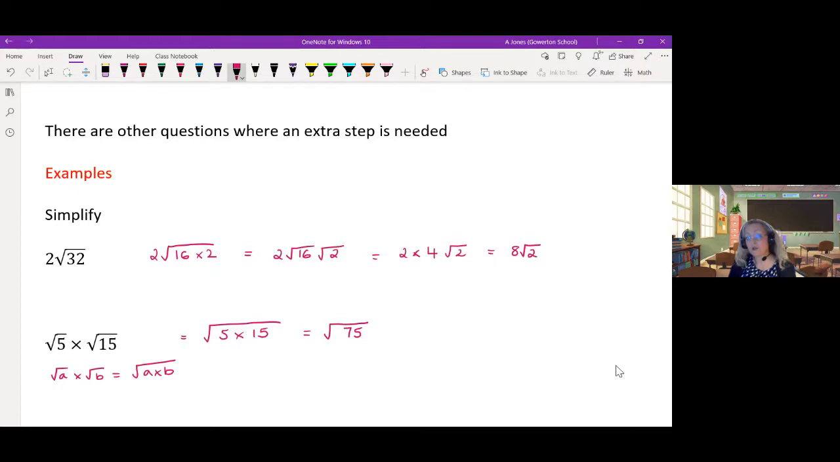And of course, there is a square number that goes into 75, and that is 25. So this becomes the root of 25 multiplied by 3. So then I've got the root of 25 multiplied by the root of 3. So this one is 5 root 3. So there's just an extra step with this one.